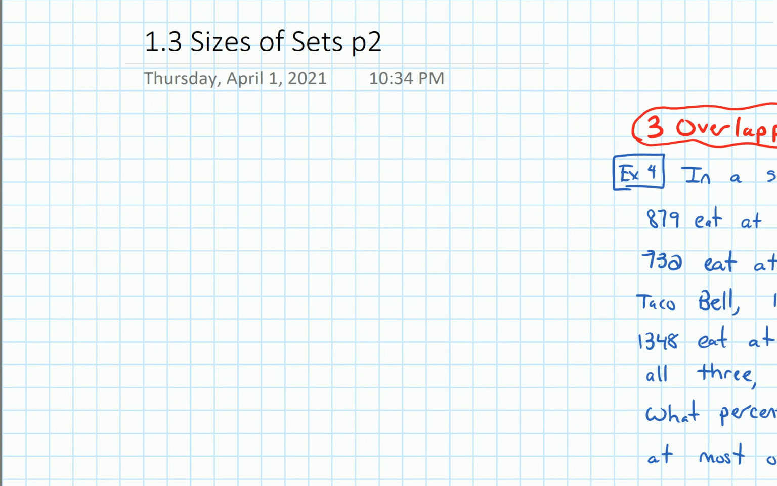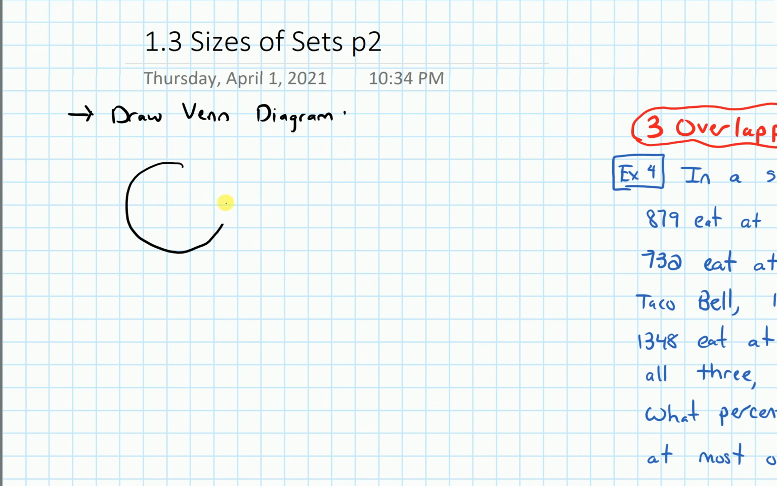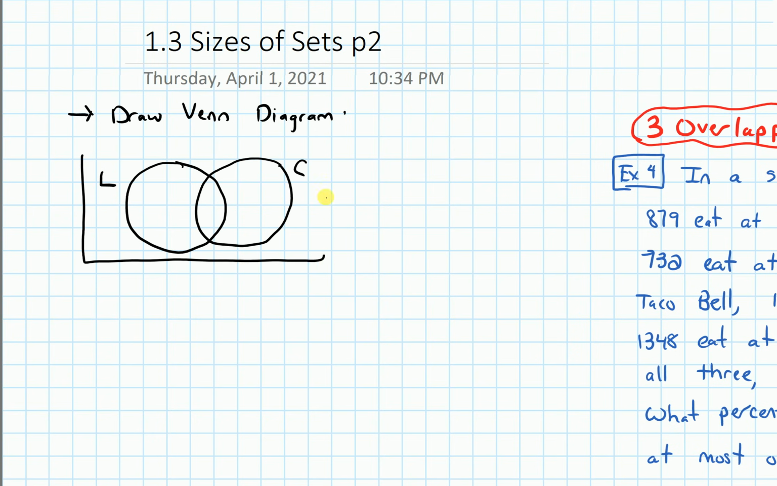So next, I'm going to go to the next page because I'm running out of room on the previous one. Let's draw a Venn diagram. That was one of our strategies from the last video. I'm going to draw a circle for the set L and a circle for the set C. And those are going to be contained in my universal set, which I'll draw a rectangle for. And our strategy with these is we usually want to work inside out.